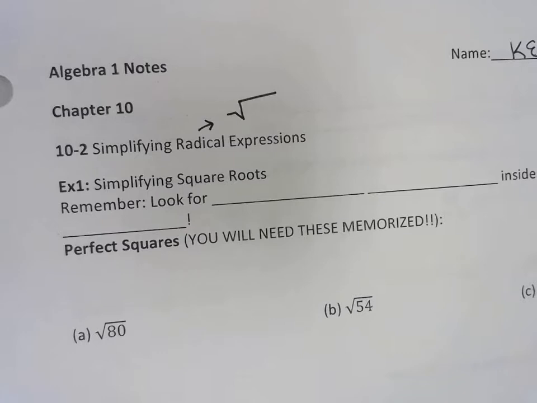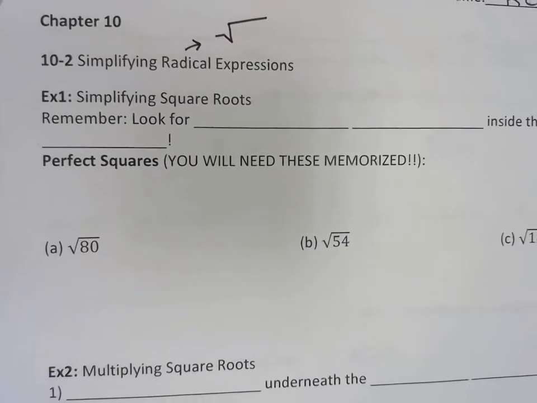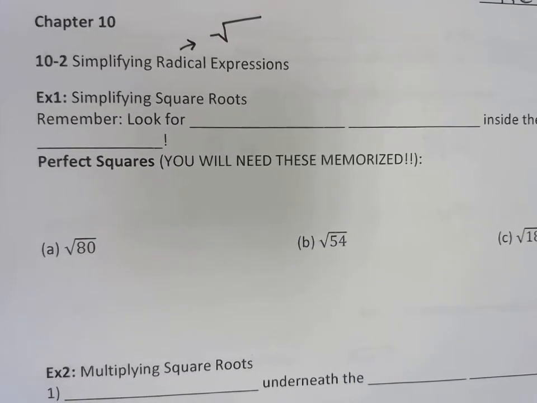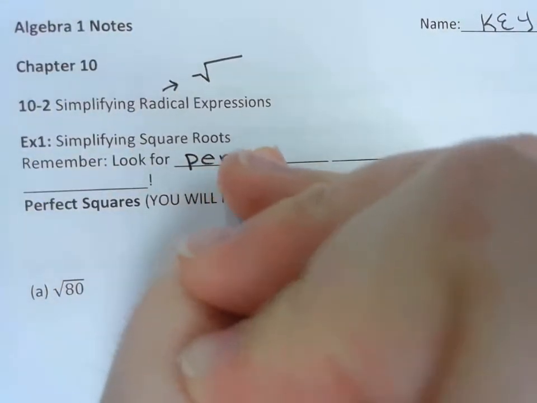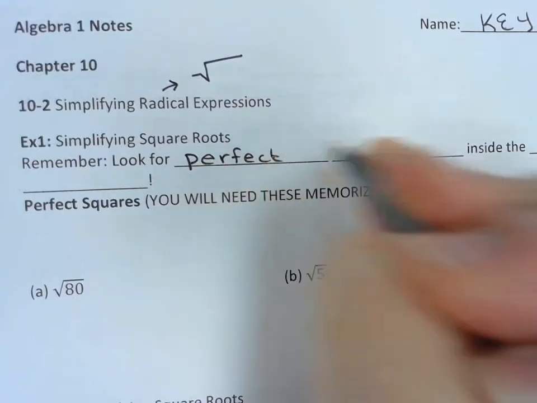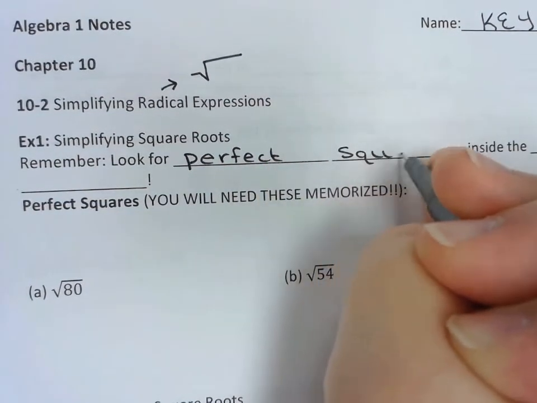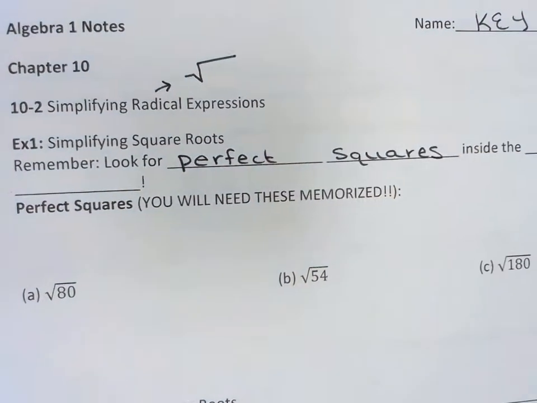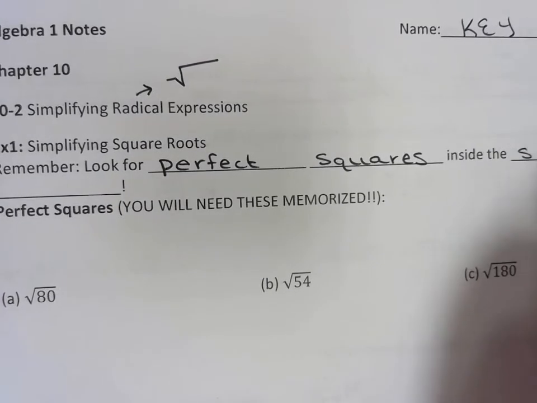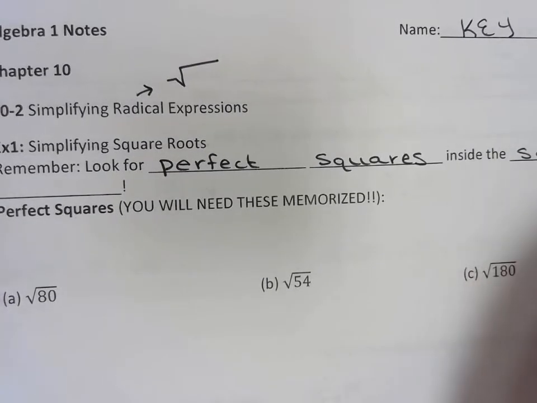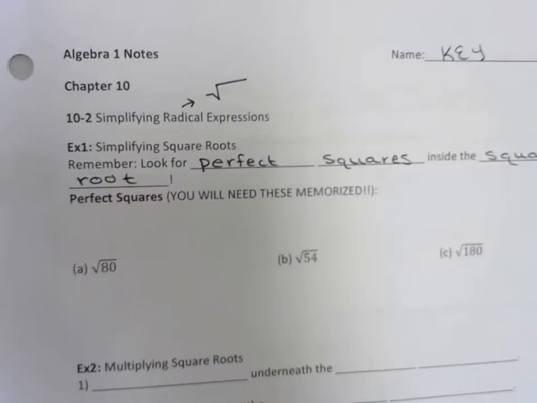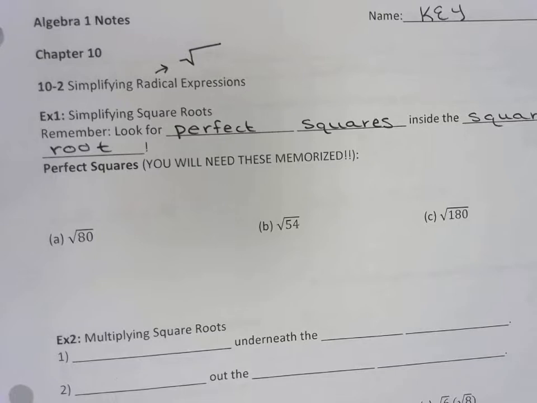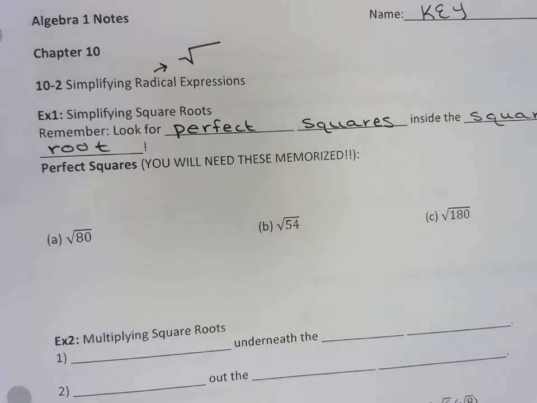Okay, now to simplify square roots, we are going to use the perfect squares that we talked about in the warm-ups. We are going to look for perfect squares inside the square root. So we are looking to simplify radicals or simplify square roots. We are looking for perfect squares underneath the square root.